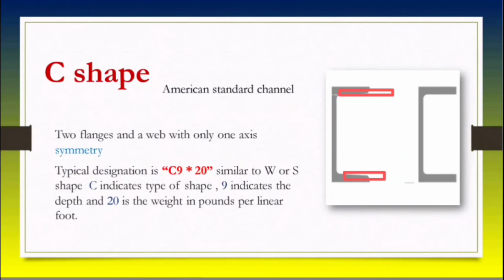So the typical designation is C9x20. C represents the C section, just as W represents the W section and S represents the American standard S section. C indicates the C section, 9 indicates the nominal depth of the web, and 20 represents the weight in pounds per foot of length. Similarly, its designation is the same as W and S. And it does not mention the thickness of the flanges or web.